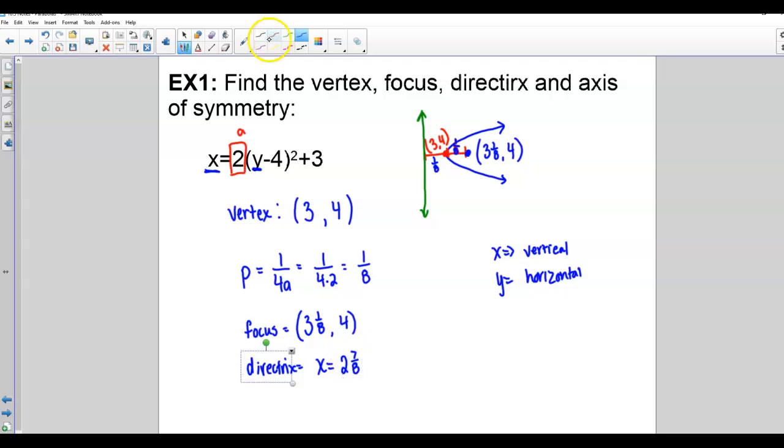And then the axis of symmetry is going to be this line that goes through the vertex here that splits that parabola in half. Because this is a horizontal line, we'll just call it AOS for axis of symmetry. Since that's a horizontal line, that is going to be a y equals line. And the y-coordinate right here is the same as the y-coordinate of your vertex, which is 4. So you have y equals 4 for your axis of symmetry.